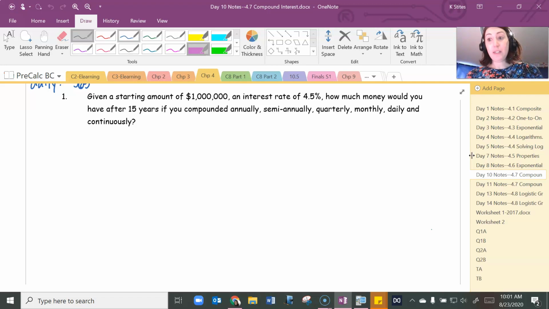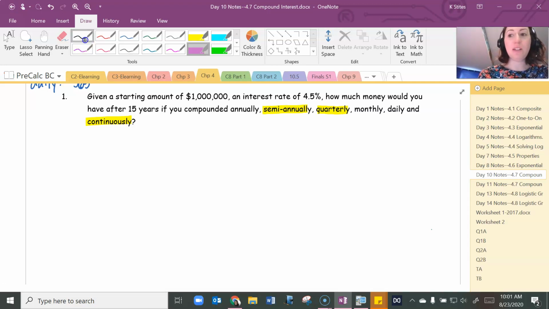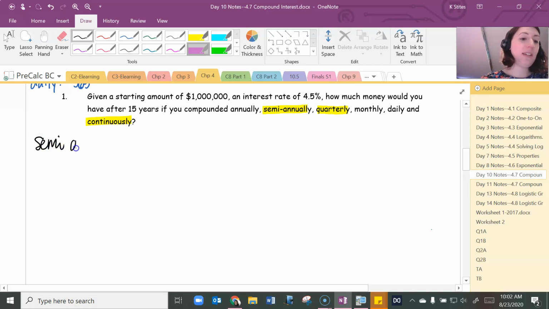Okay, well, I don't think we need to do every single one of these, so let's do semi-annually, quarterly, and continuously. And if you feel like doing annually, monthly, and daily, you certainly can, but I do not feel like it. Again, the only difference is you're going to be changing the value of N for those. And yes, this is a formula that you should have memorized. So let's start with semi-annually.